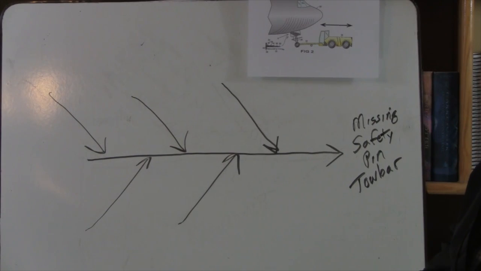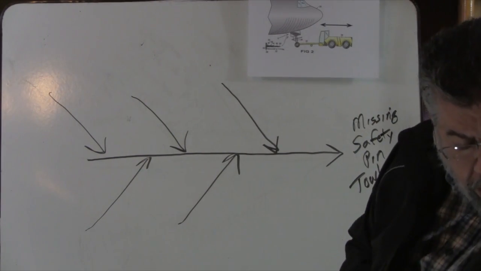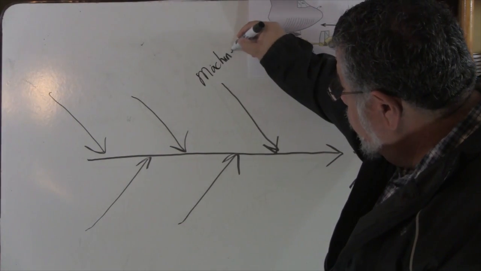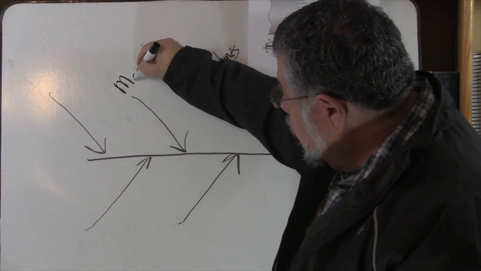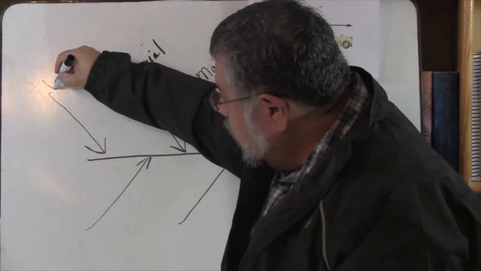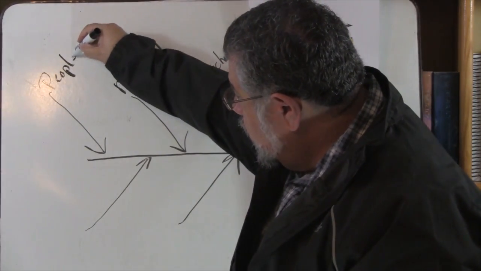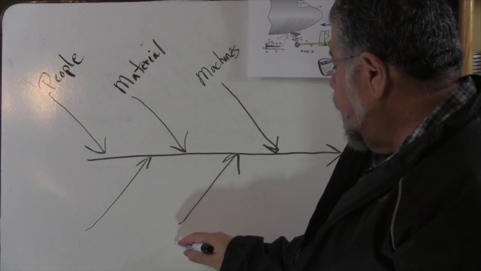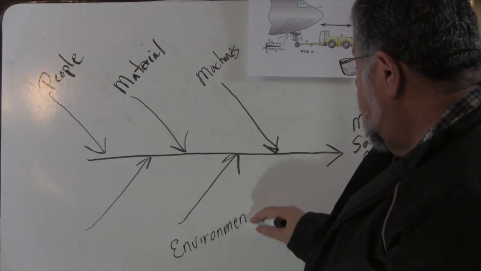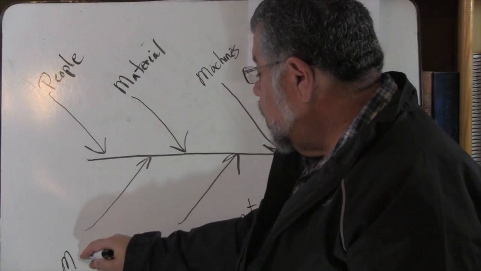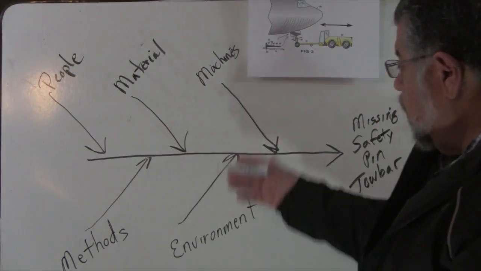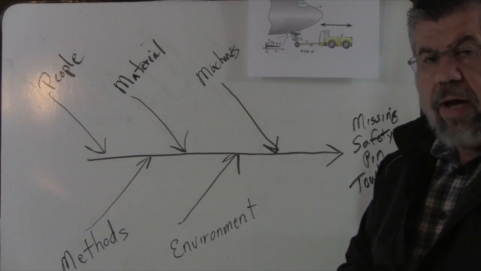But I'm going to use Deming's spines, which are machines. So we're going to call this first one right here machines. This is going to be material, and you should have these memorized by now. Then we have people, and we have environment, and then we have methods. And of course, like I said, you can add more if you want to, but we'd like to begin with these five spines here.